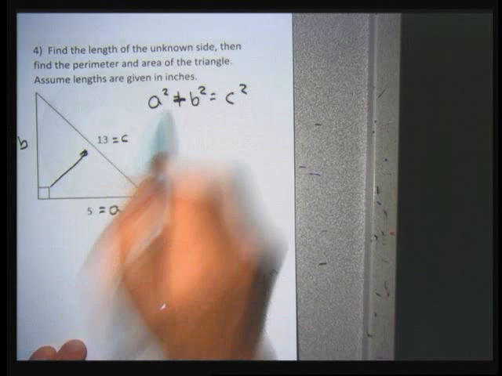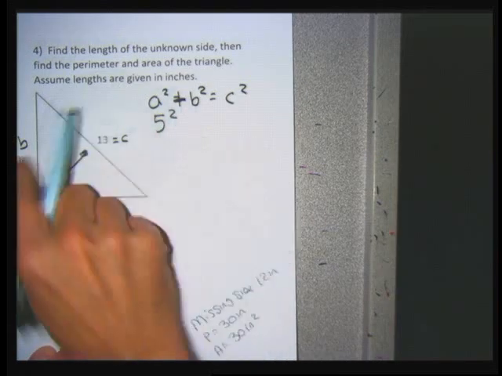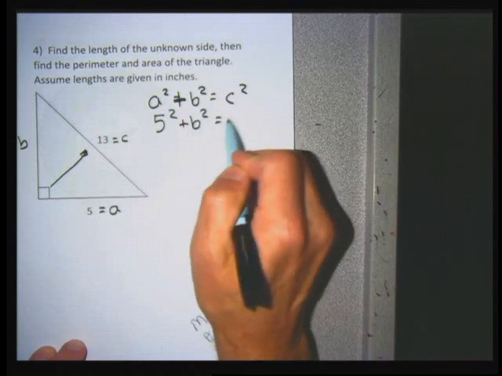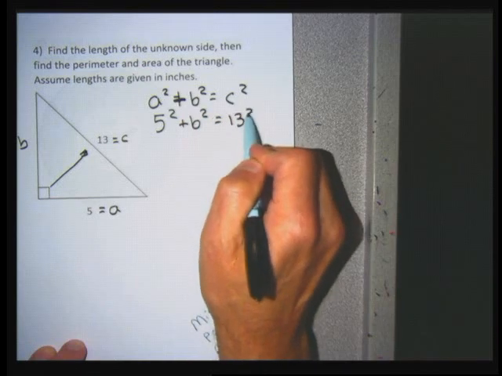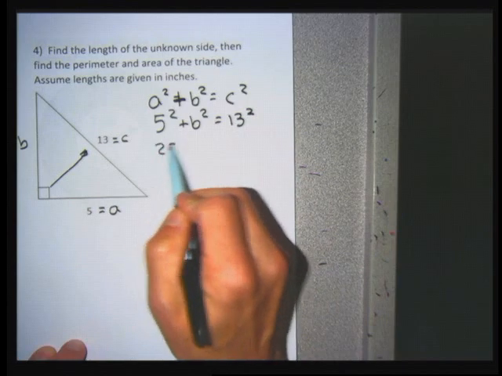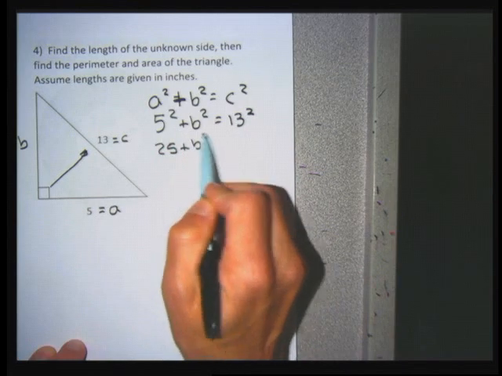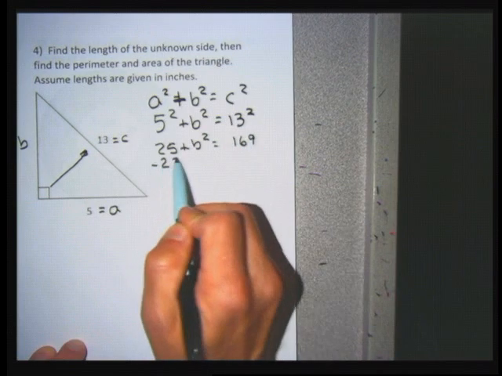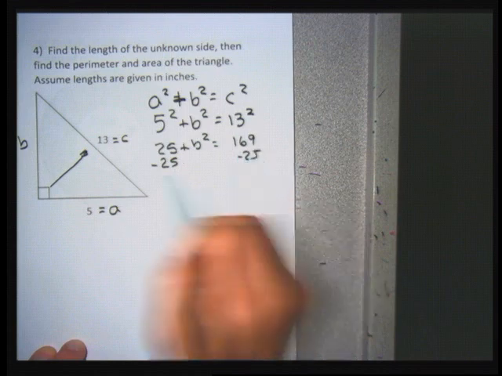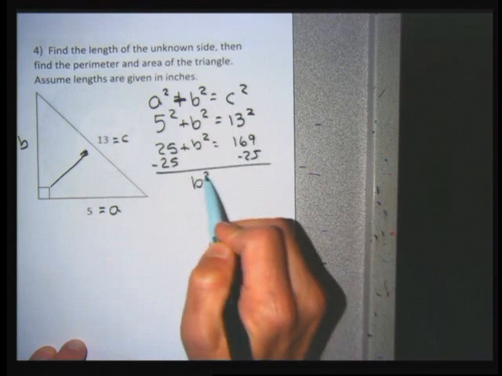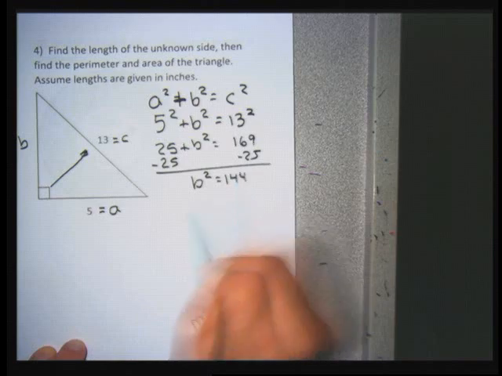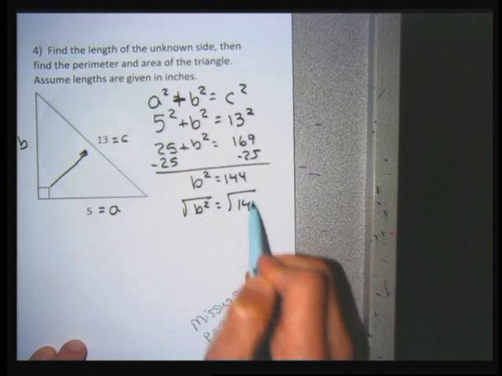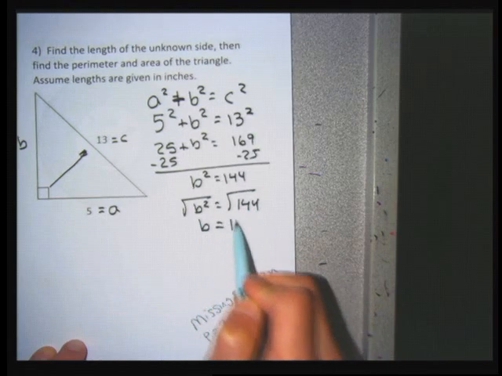And for the A squared, I'm going to put 5 squared. This side didn't have a name, I'm just going to leave it as a B for now. And then for the C side, I'm going to put 13 squared. So this is going to give me 25 plus B squared equals 169. And then minus 25, minus 25. This gives me B squared equals 144. So the square root of B squared equals the square root of 144. And I get B equals 12.